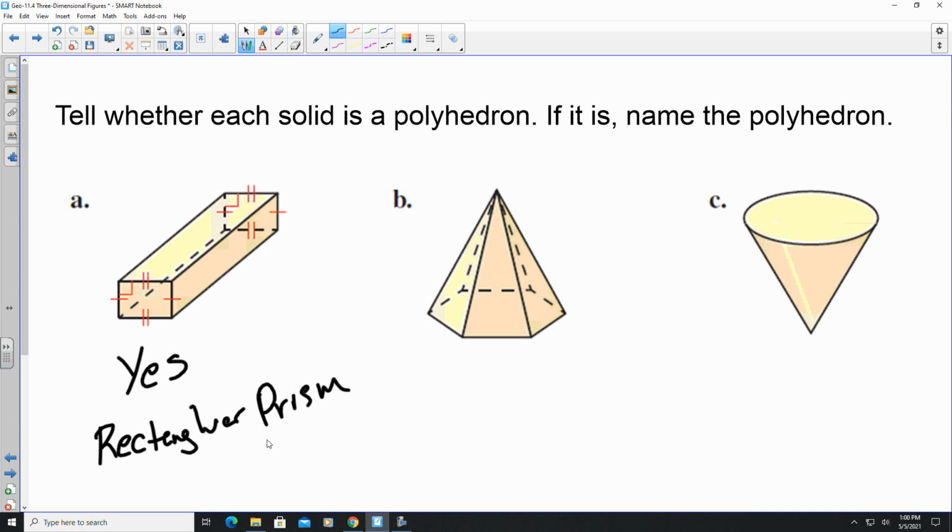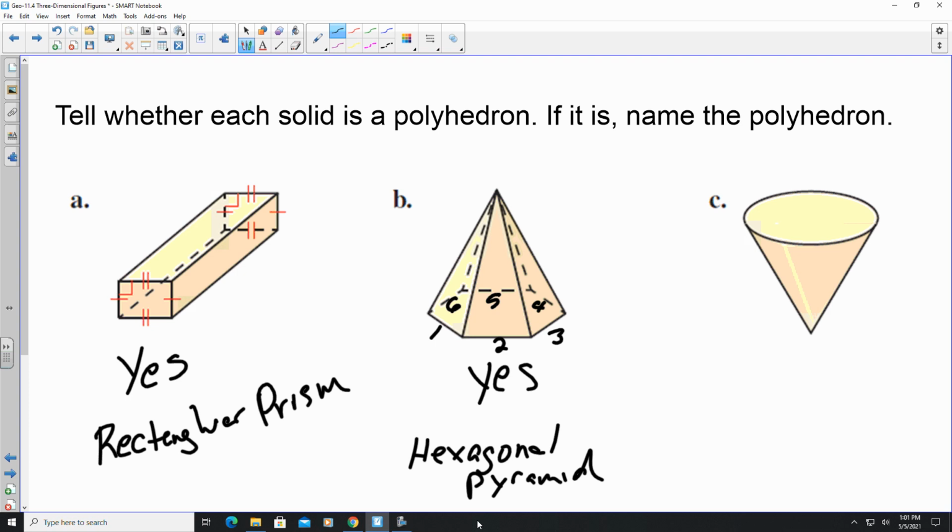In example B, same thing. There's no curve, so yes, it is a polyhedron. The base looks like it's 1, 2, 3, 4, 5, 6 sides. So the base is a hexagon. So the name of this would be a hexagonal prism. Or pyramid, I'm sorry. Pyramid.